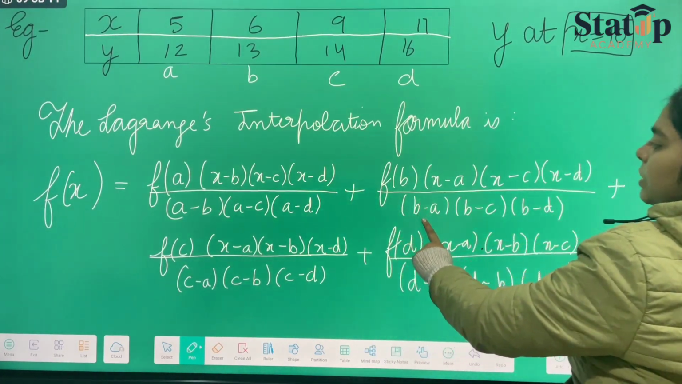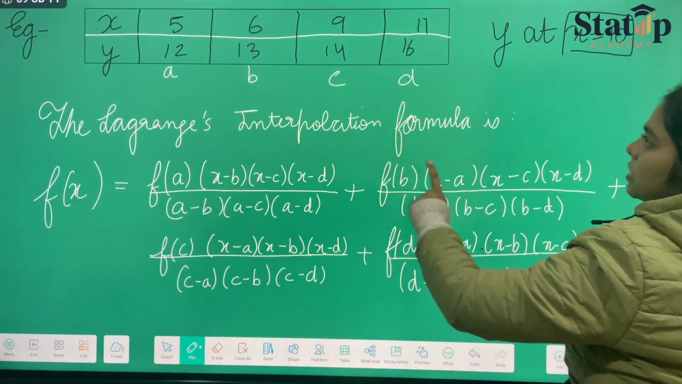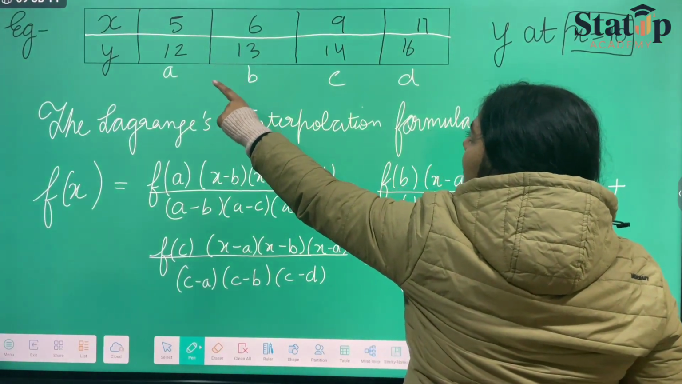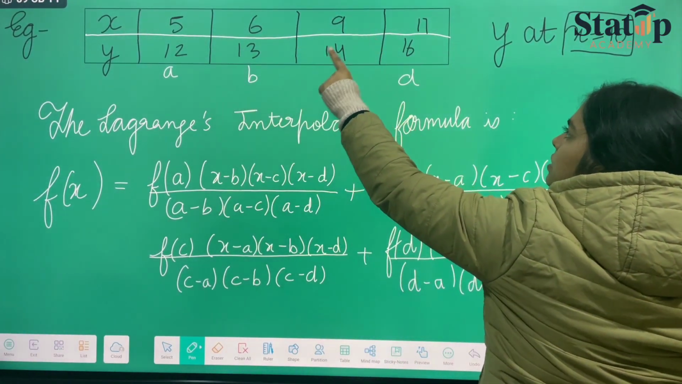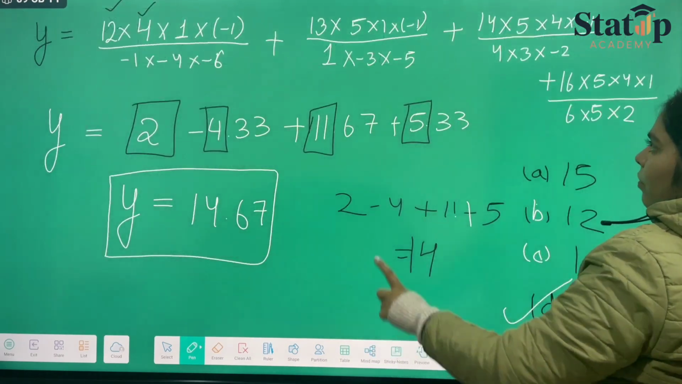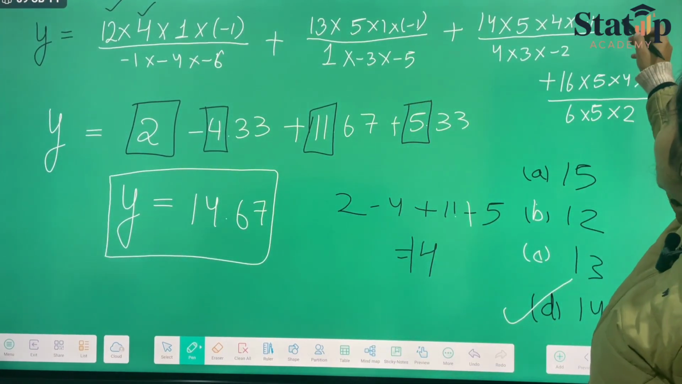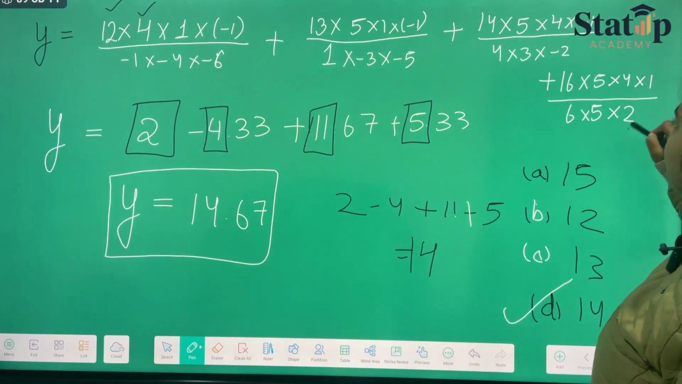Then the denominator is b minus a, b minus c, b minus d. B is 6. 6 minus a is 6 minus 5, 1. 6 minus 9 is minus 3. 6 minus 11 is minus 5. 1, minus 3, minus 5. And similarly for FC and FD.